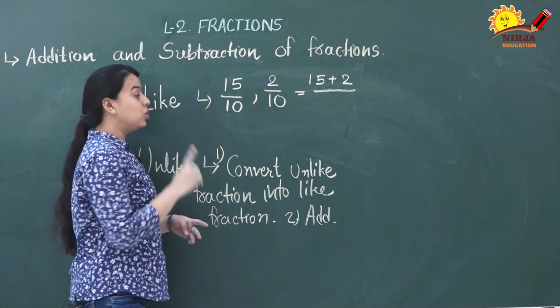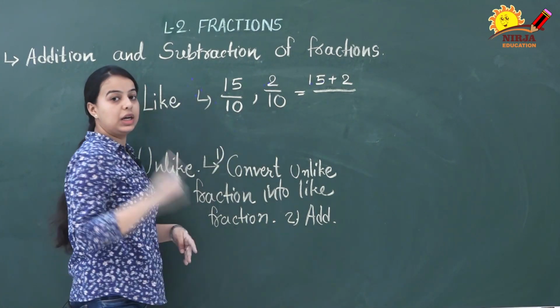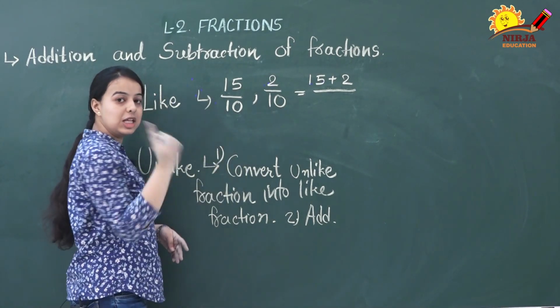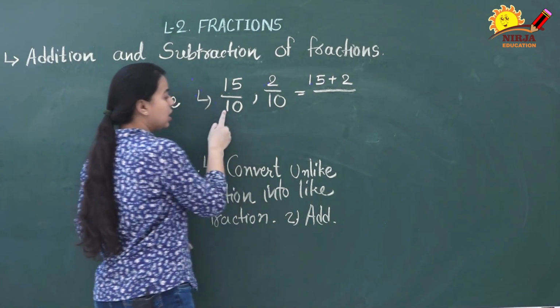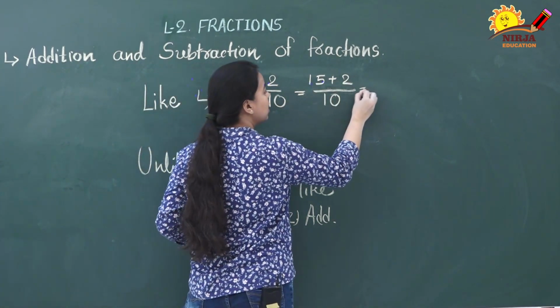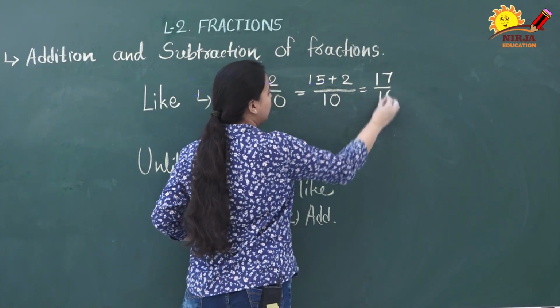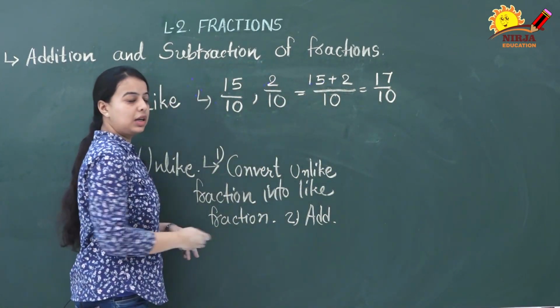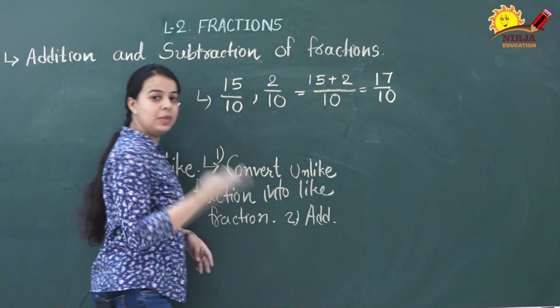Remember, over here you do not need to add or subtract the denominator. You have to place the denominator as it is, as given in the fraction. Here it is given 10, so we are going to put 10. 15 plus 2 is 17 upon 10. If you want to subtract, you can subtract the same way. Instead of addition, you need to perform subtraction.